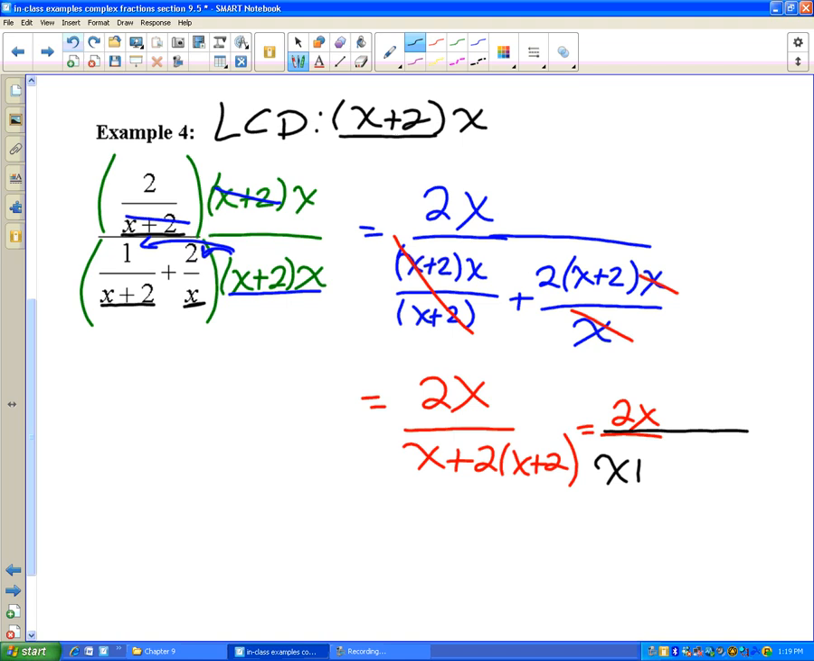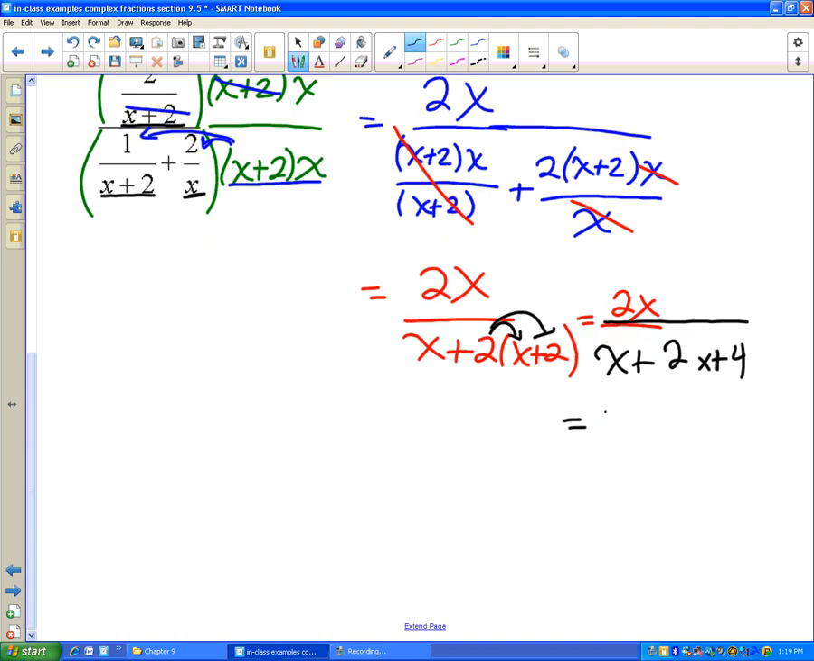So I have x plus, distribute the 2. I get 2x plus 4. So I get 2x over x plus 2x is 3x plus 4. This cannot be reduced anymore. That is my final answer.